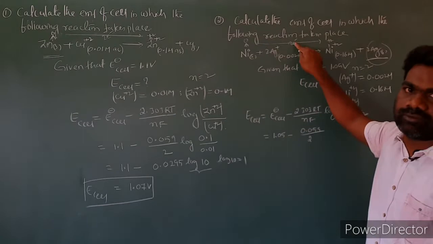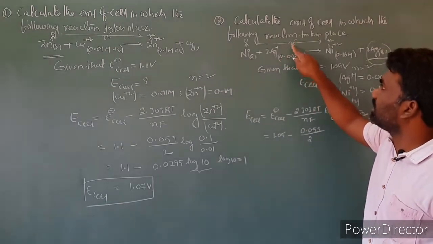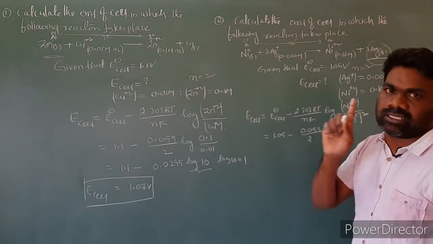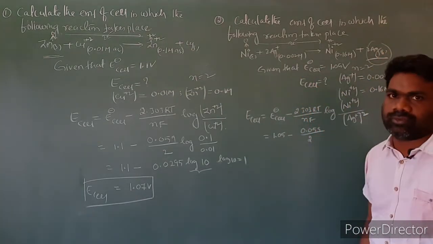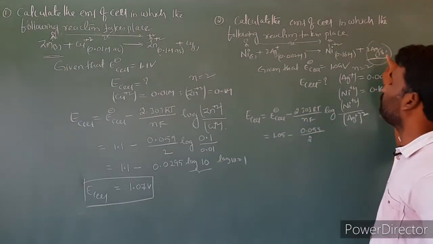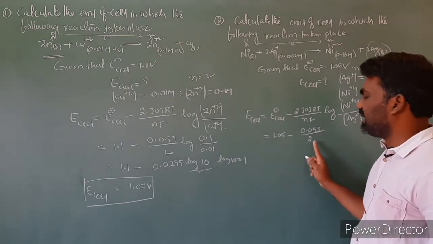The number of electrons involved in this cell reaction is 2. Here, 2 electrons are taken by 2 Ag plus. Each Ag plus will take 1 electron. So 2 Ag plus taking 2 electrons converts into 2 Ag. The number of electrons involved in the reaction is 2.